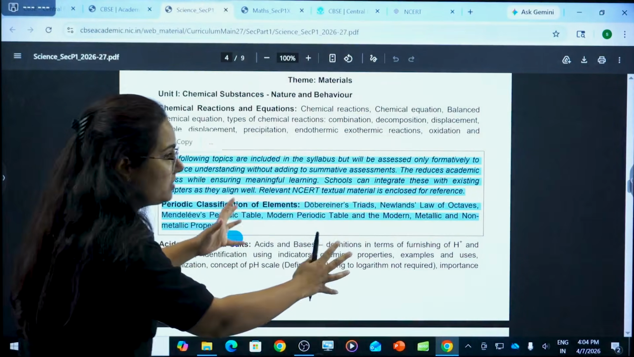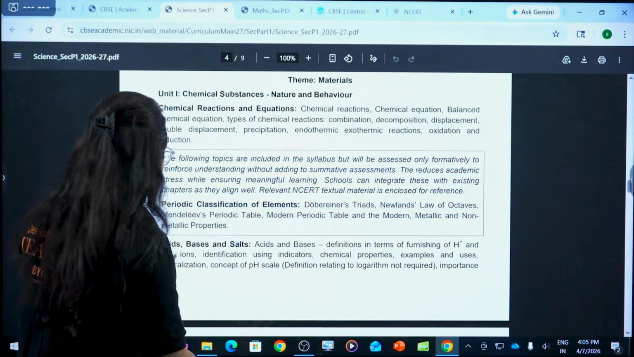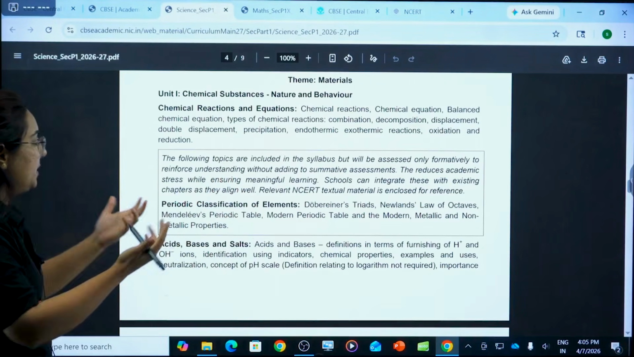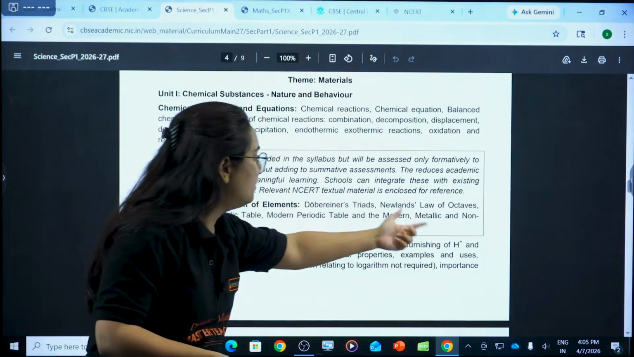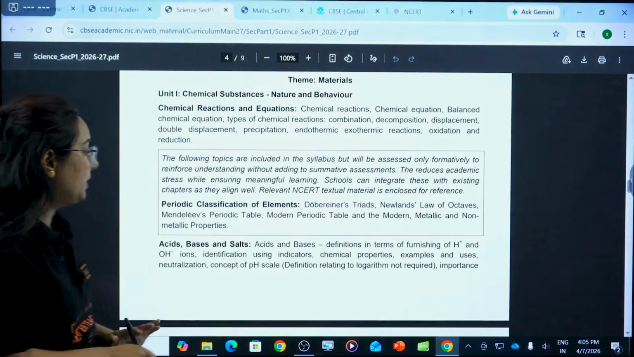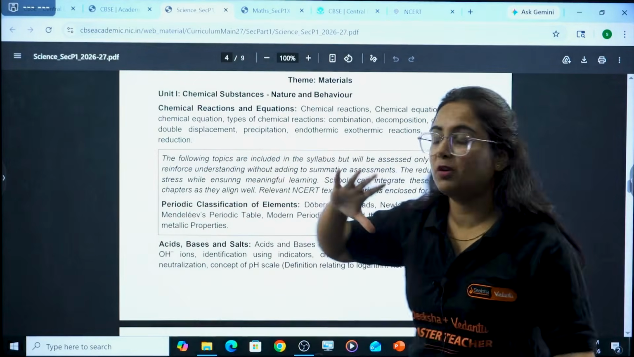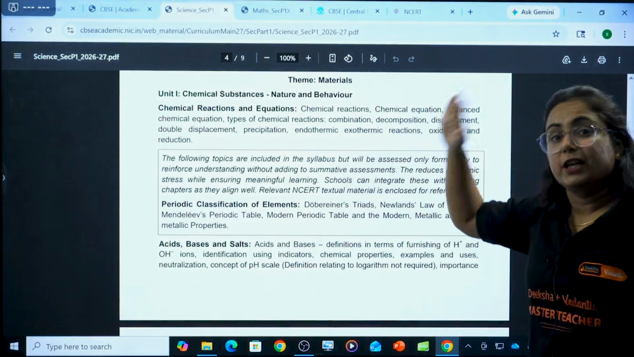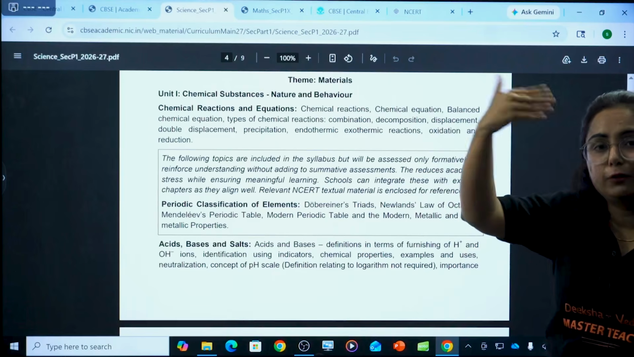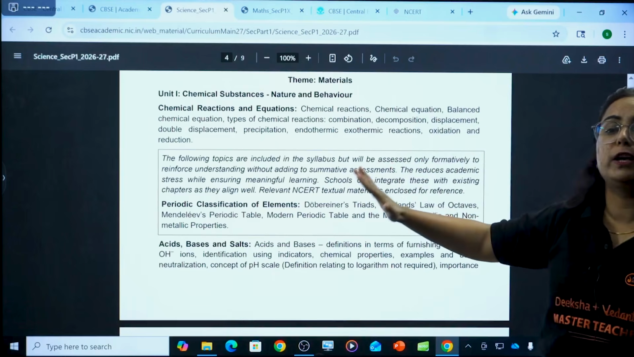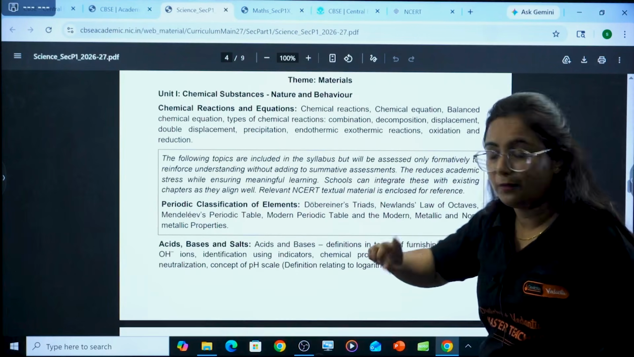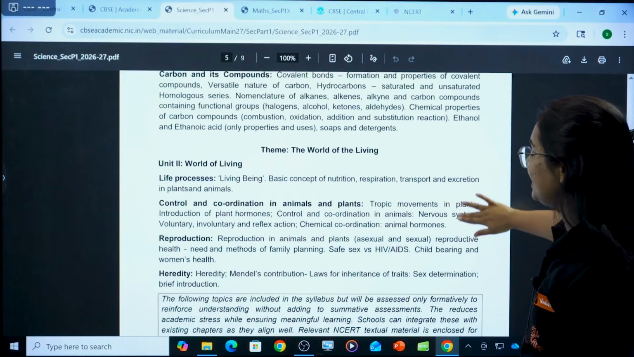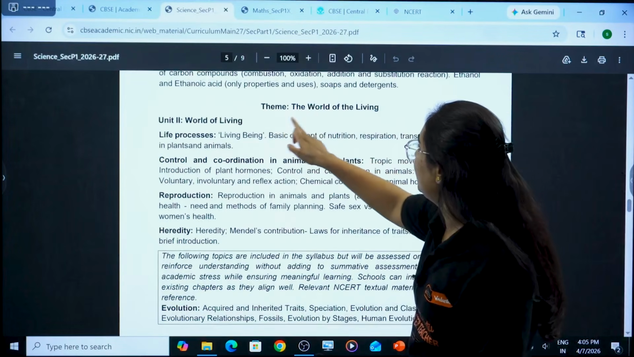I can't pronounce these difficult words of chemistry, I don't want to pronounce them wrong. So Mendeleev's periodic table, modern periodic table, modern metallic, non-metallic properties. See how nicely they have provided you the deleted portion that this is in the book. Okay, you can study for your understanding, for your future reference, but this is not going to be assessed in your final examination. Similarly, when you go forward, you will see that next is the world of the living.